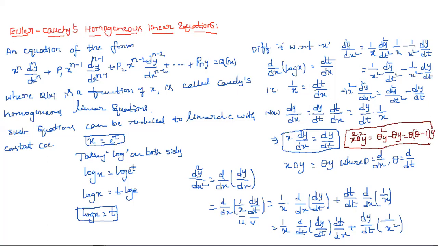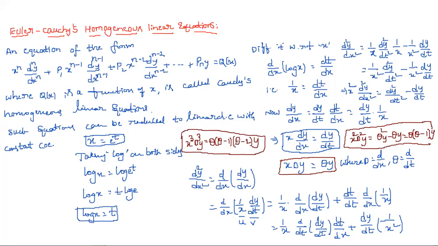Similarly, can you guess what we can write in place of x cube D cube y? x D y is theta y, and x square D square y is theta into theta minus 1. So x cube D cube y is theta into theta minus 1 into theta minus 2 into y. In the same way, x to the power 4 D to the power 4 y is theta into theta minus 1, theta minus 2, theta minus 3 into y. Like this we need to write, and we have to substitute this in the given linear equation, Cauchy's equation.